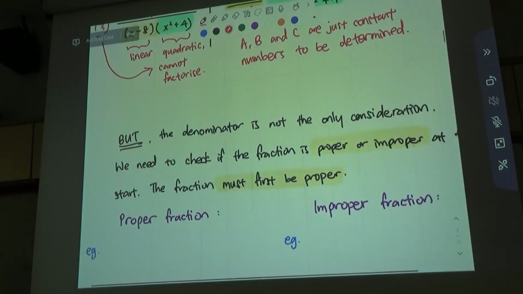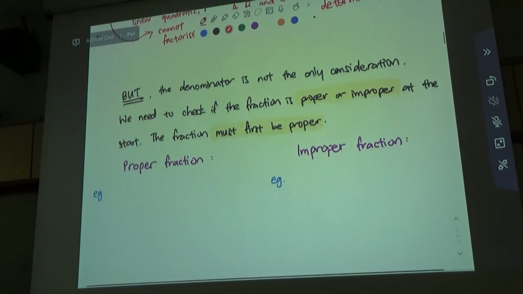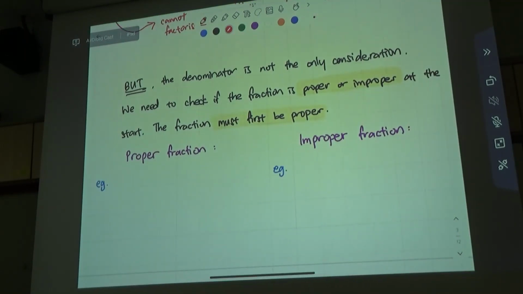Before I move on to an example, unfortunately, I have to say that the denominator is not the only consideration. We need to check if the fraction is proper or improper at the start. So the fraction must first be proper before we are able to break it down into its partial fractions. Likewise, I'll show you an example regarding improper fractions. We'll start off with examples that are proper fractions first. But first we need to make sure we understand what is a proper fraction and an improper fraction.